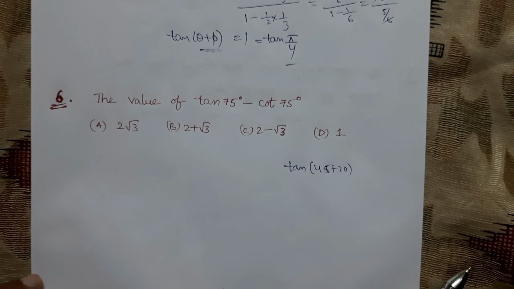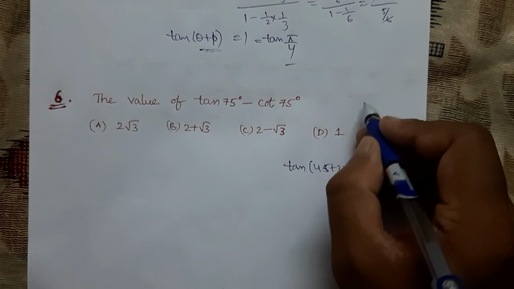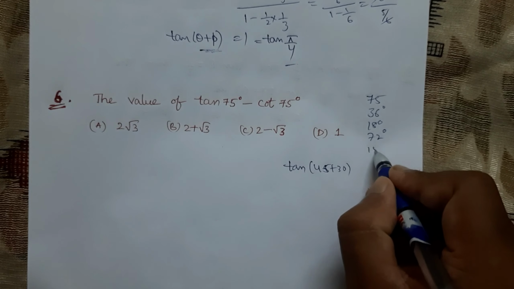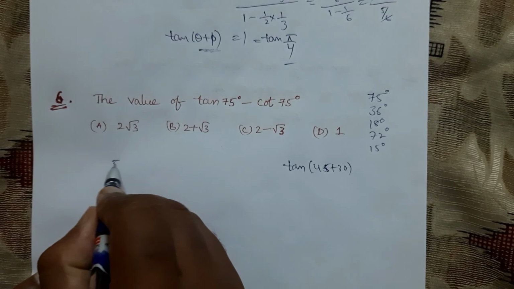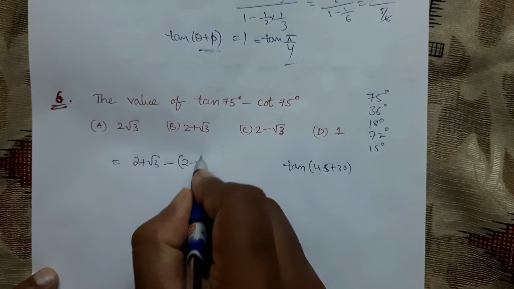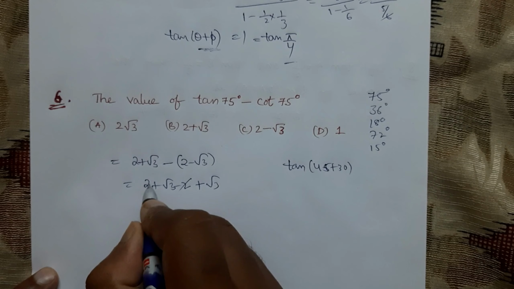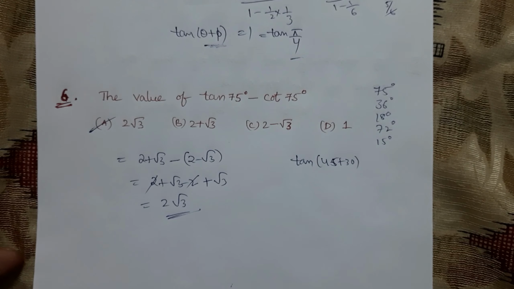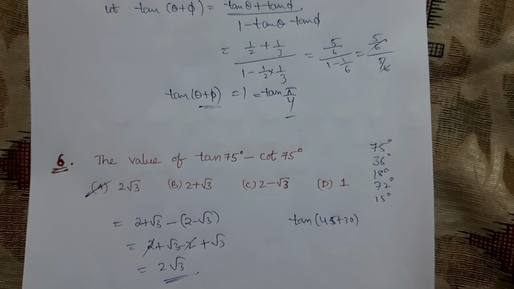But in these MCQs you will have very little time, so you compulsorily need to remember these types of values, like 75 degrees, 36 degrees, 18 degrees, 72 degrees, and 15 degrees. At least these values you need to remember. According to those, we know that tan 75 degrees is 2 plus root 3, minus cot 75, which is 2 minus root 3. So 2 plus root 3 minus 2 plus root 3, the 2s cancel, and it will be 2 root 3. It is option A. No need to worry. If you want to solve these types of problems, you need to remember those values.